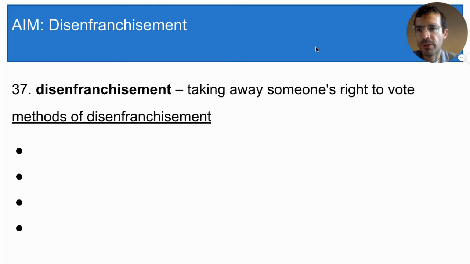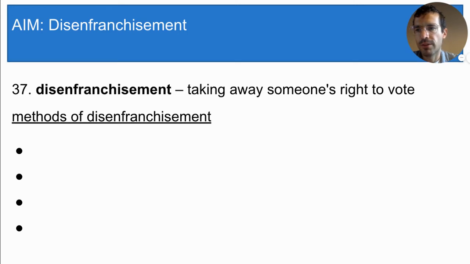Enfranchisement means giving someone the right to vote, and disenfranchisement means taking that right away. After 1877, white people in the South used different methods to disenfranchise African American men, to prevent them, in other words, from exercising their 15th Amendment voting rights. Let's look at some methods that they used.